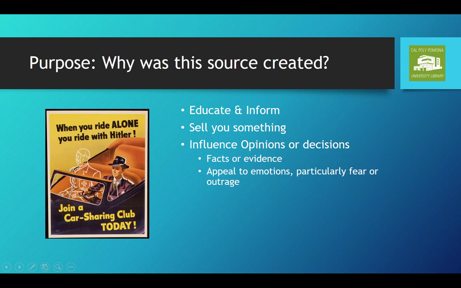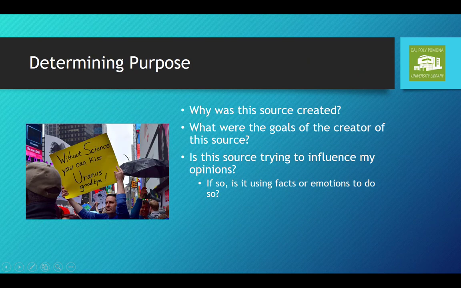Some sources are designed to educate or inform. Some sources are designed to sell you something. Some sources are designed to influence your opinions or decisions. In this last case, there are a variety of ways a source may try to influence you. It may try to make appeals through facts or evidence, or it may appeal to your emotions, particularly to fear or outrage. You should be very cautious of sources that attempt to influence you primarily through feelings, as this tends to be done to make up for a lack of evidence or to cover up a preponderance of evidence to the contrary.